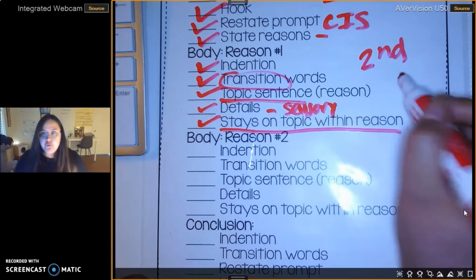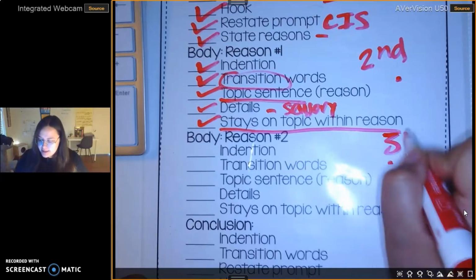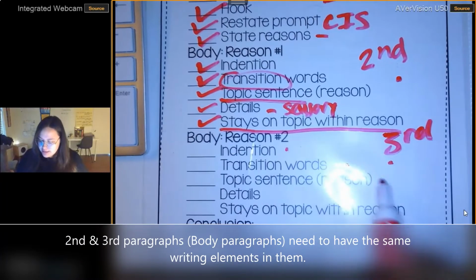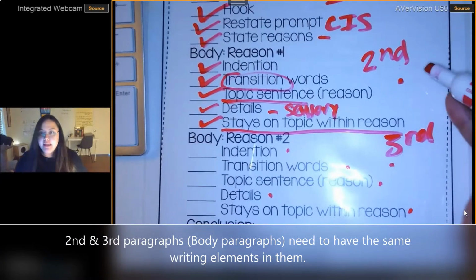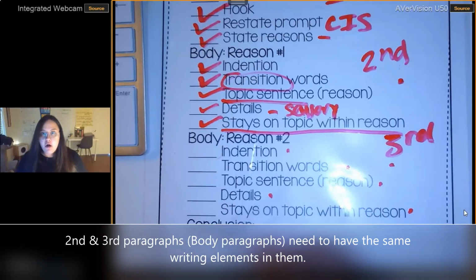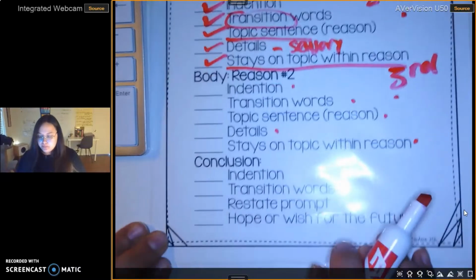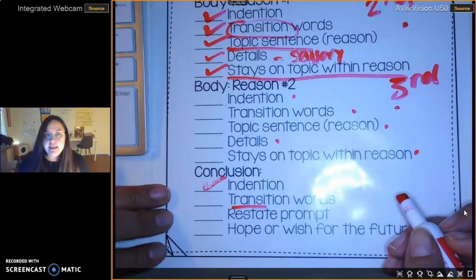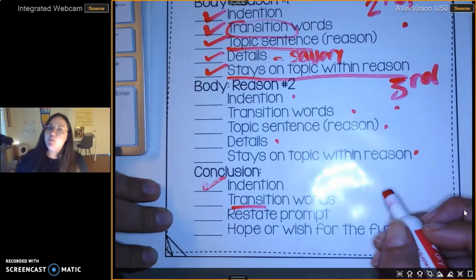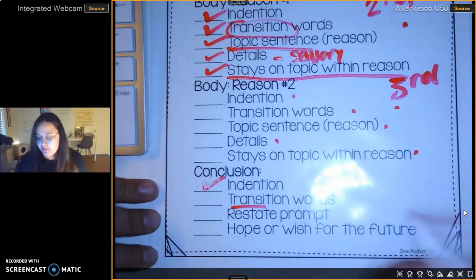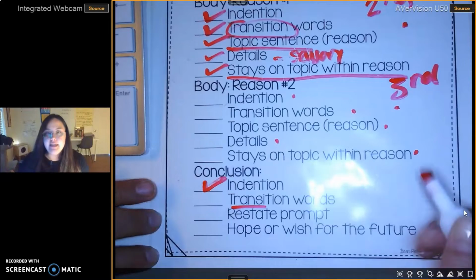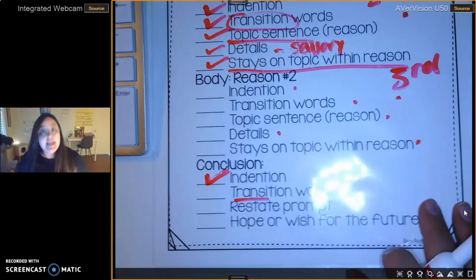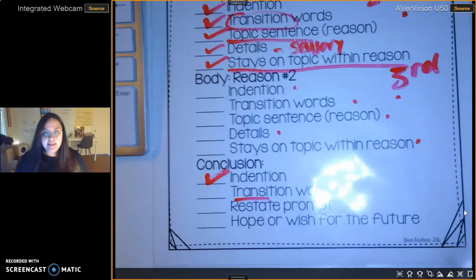Okay, so for these 2 paragraphs, it's going to be the same thing. You need all the same things that you have in the second paragraph in the third paragraph. So these need to all be checked off as well. Transition words. Now the transition word in the conclusion might be a little bit different. It won't say, you know, one reason or another reason. This is where you're making it, you know, coming to a close. You can say in conclusion. You can say all in all. You can say as you can see.